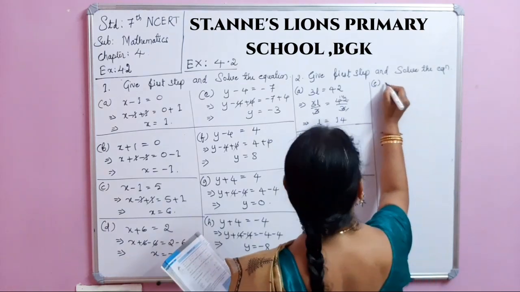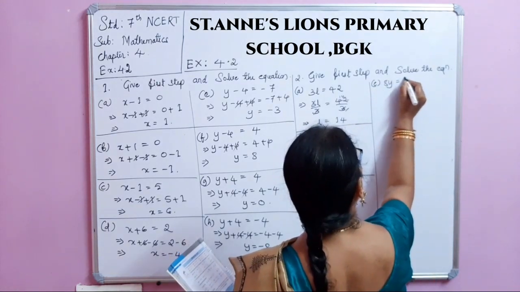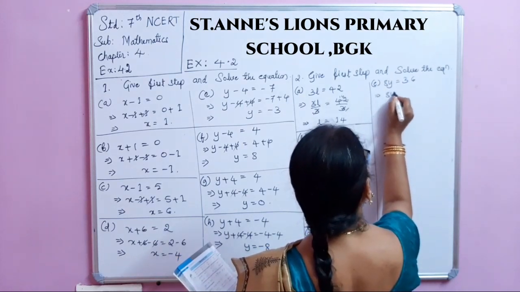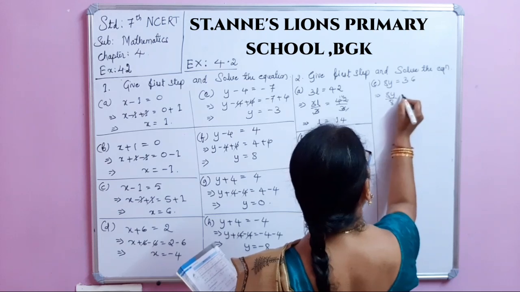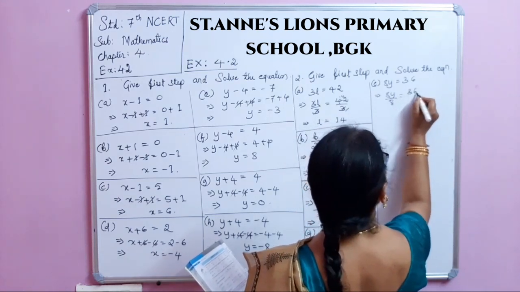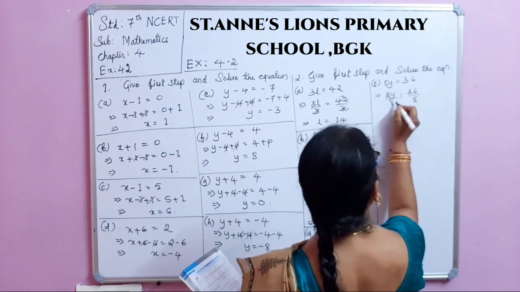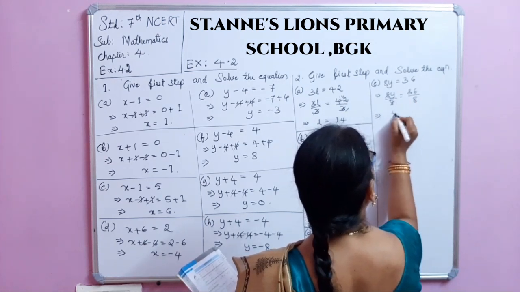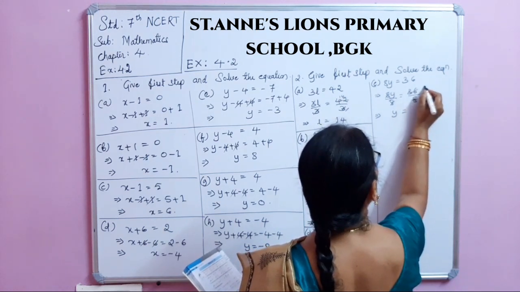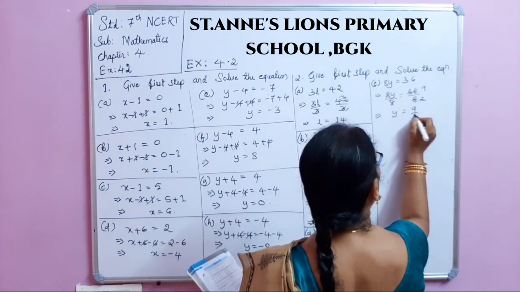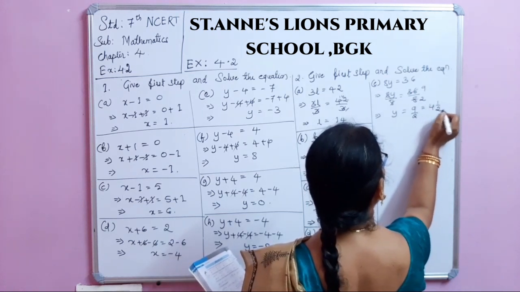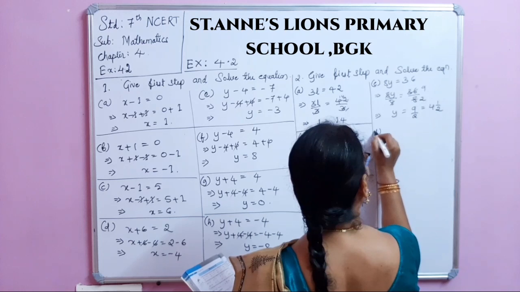Next, 8y equal to 36. This implies that 8 is here multiplication. We have to divide it. So, 36 divided by 8. 8 got cancelled. y is equal to 4 2s are 8, 4 9s are 36, so 9 by 2. Or 2 4s are 8, 4 integer 1 by 2 also you can write.